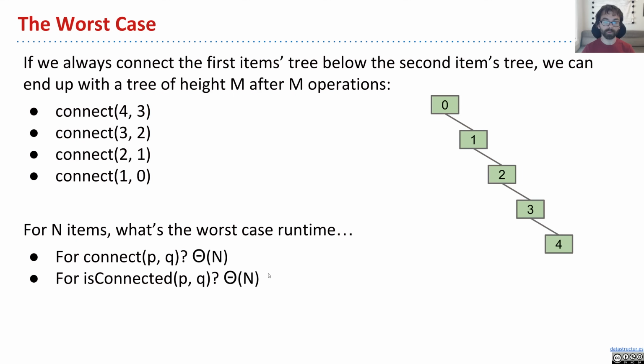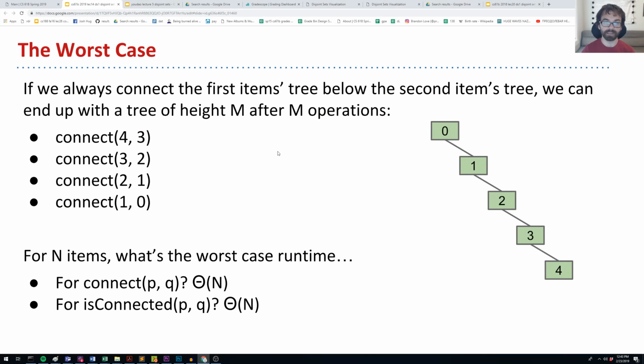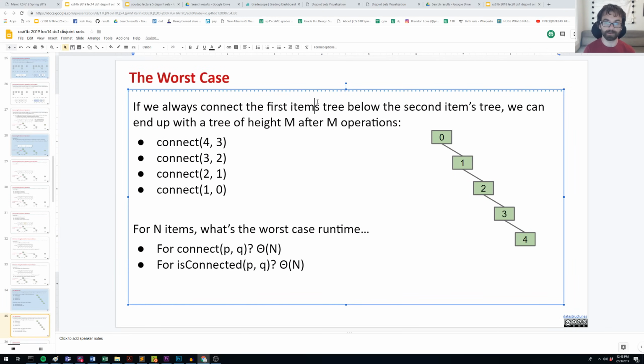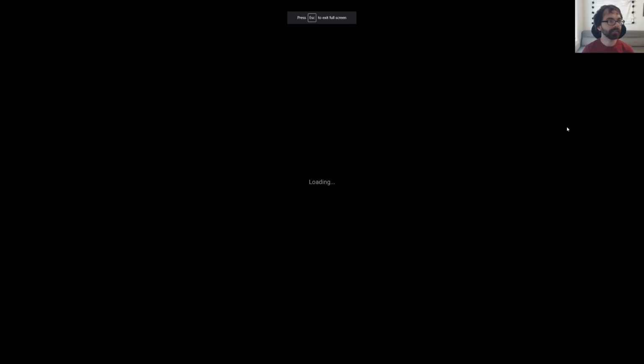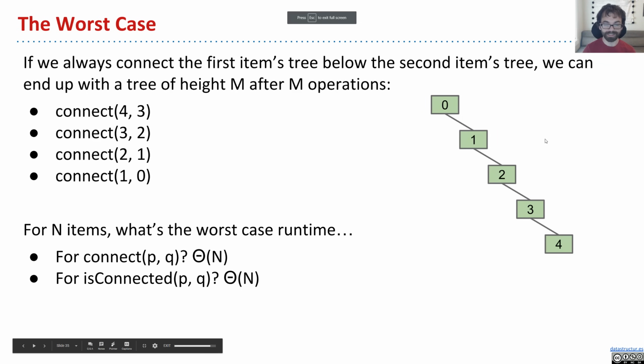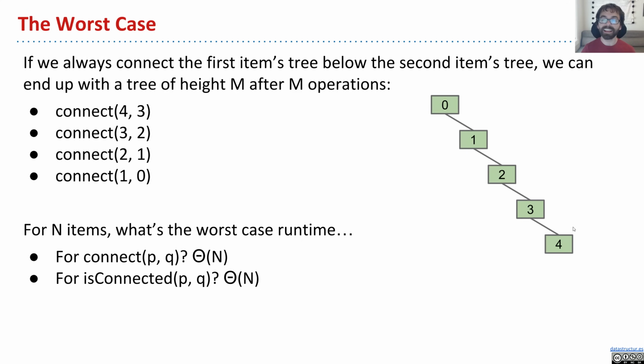Okay, so it turns out the worst case runtimes are both theta n. Why is the answer theta n? It is because when we try to connect two items, let's say 4 and 3, to check whether 4 and 3 are connected, I have to find the root of 4, which could take as bad as n time, and then I have to find the root of 3, which takes n minus 1 time, so also theta n. So the is connected operation is theta n.